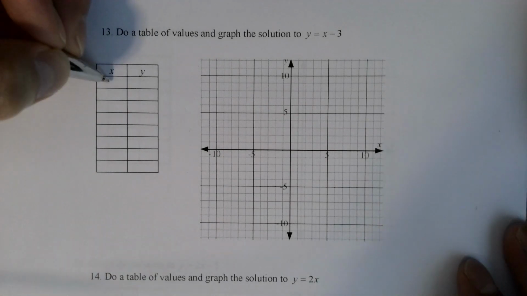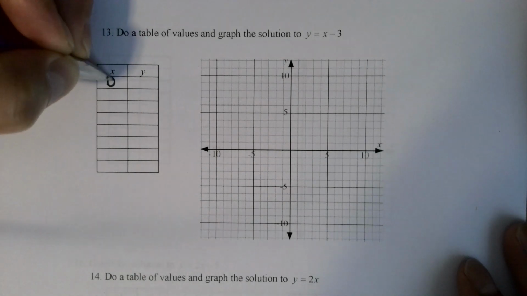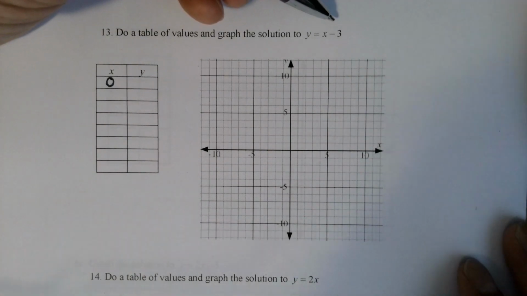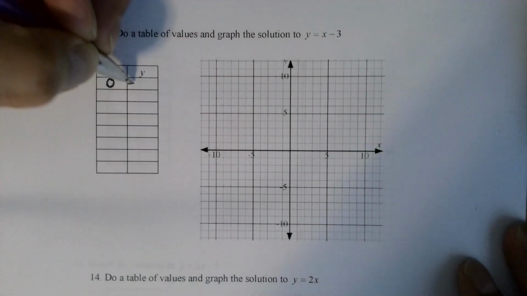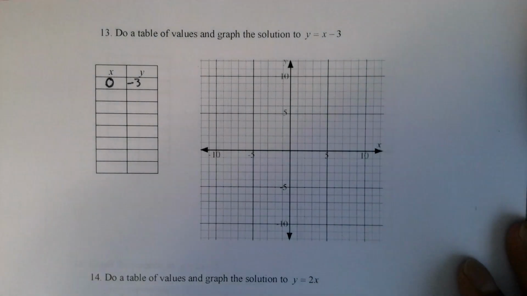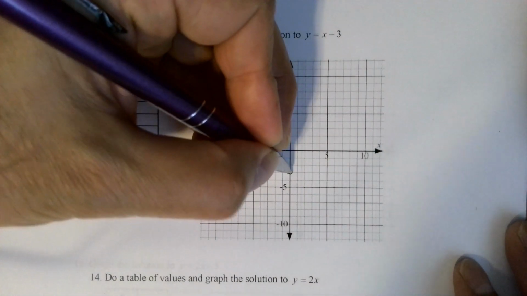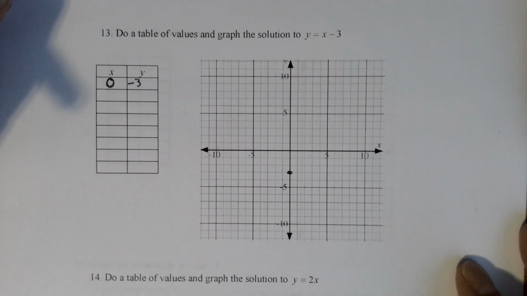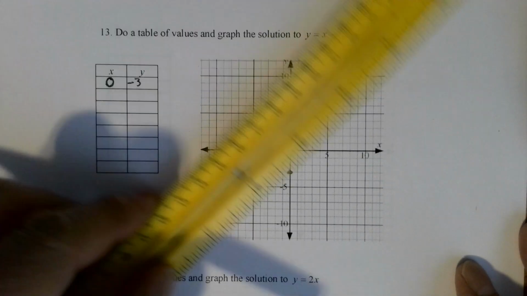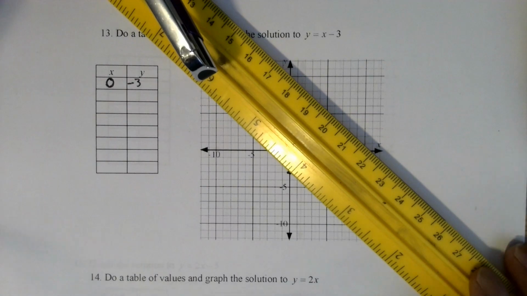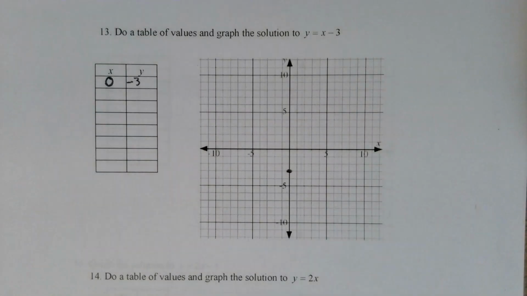0 for x is always a really easy one to start with. So if x equals 0, 0 minus 3 would be negative 3. So if x equals 0 and y equals negative 3, that would be a solution. So let's put that on the graph, 0, negative 3. Right there. Okay, well that doesn't tell me where my line is. The line might be going through that point like this. It might be going through that point like this. We have no idea. So 1 point is definitely not enough.